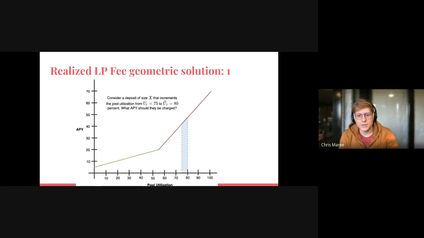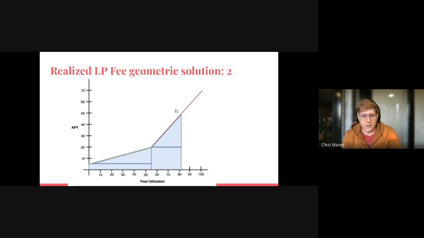So the question becomes, given a deposit that runs from UT of 75% up to UT hat of 80%, so before your deposit, utilization of 75%, and afterwards 80%, effectively what we need to do is find the area of that blue rectangle, and that's the APY that you will pay on your specific deposit. We could do this analytically, evaluating that definite integral over that range, but there's also a geometric solution, which is a bit simpler to reason about. So you can go to the next slide.